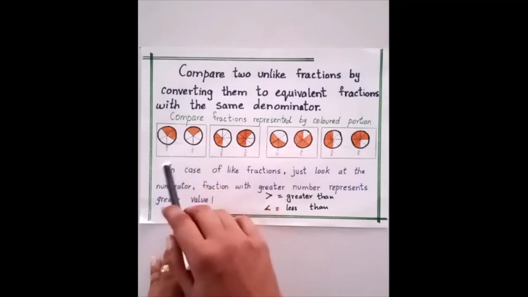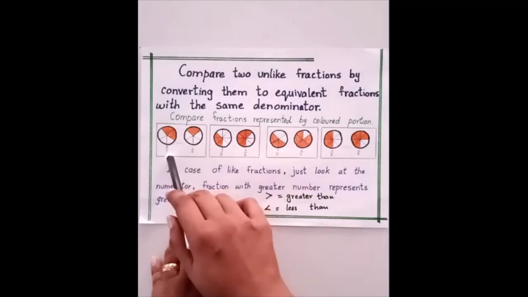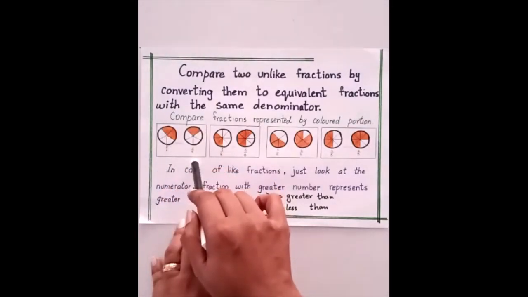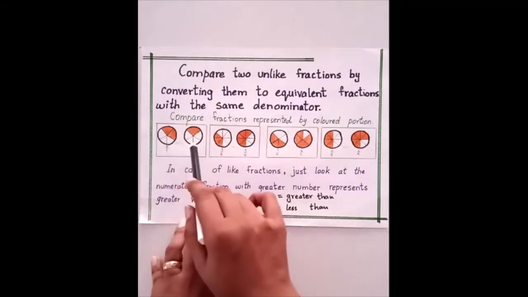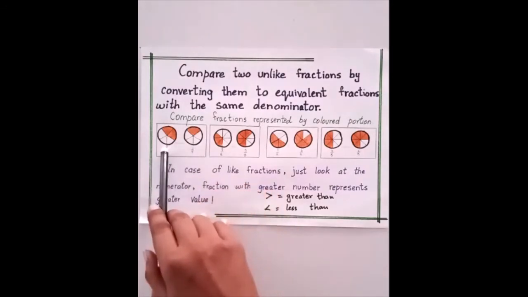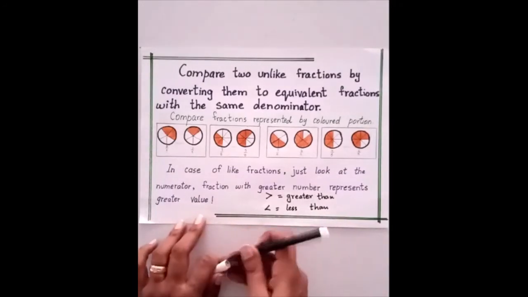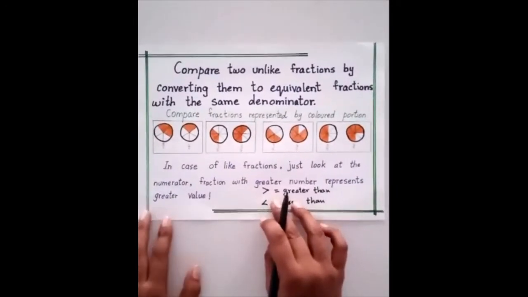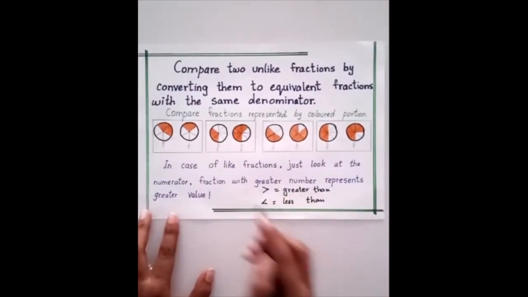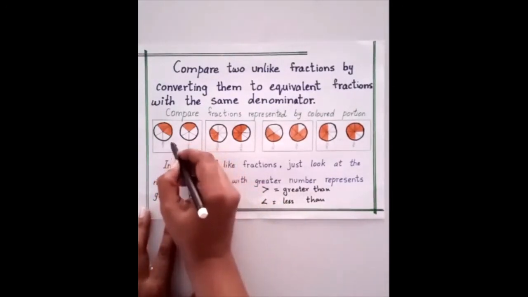Like fractions, 5 and 5 are the same denominators. So this is a like fraction. Over here we have to see the numerators, 2 and 1. So obviously you know that 2 is bigger than 1. So 2 upon 5 is greater than 1 upon 5. I'll keep my slide like this so you can see clearly. What sign will come here? Greater than.